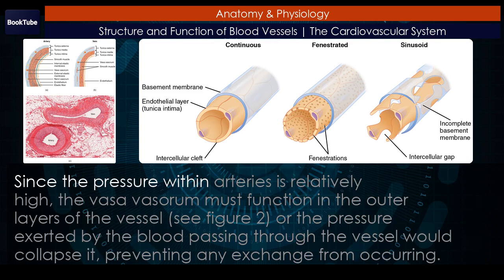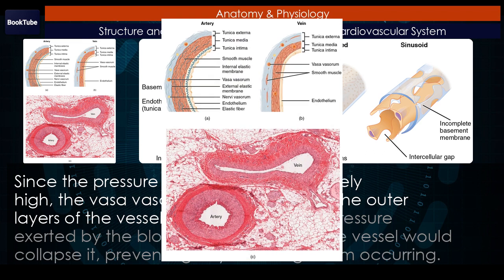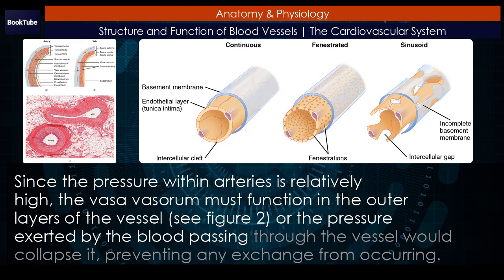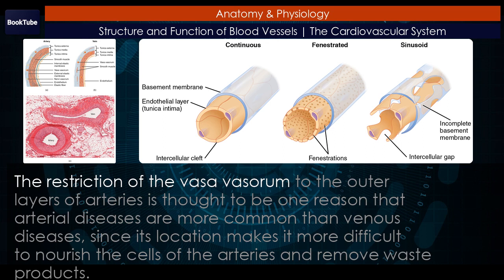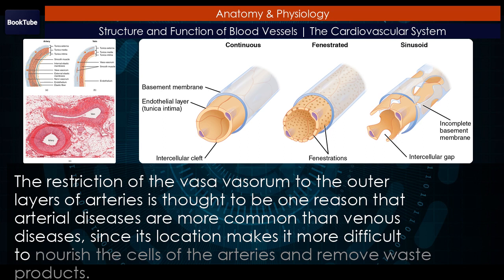Since the pressure within arteries is relatively high, the vasa vasorum must function in the outer layers of the vessel. See Figure 2. Or the pressure exerted by the blood passing through the vessel would collapse it, preventing any exchange from occurring. The lower pressure within veins allows the vasa vasorum to be located closer to the lumen. The restriction of the vasa vasorum to the outer layers of arteries is thought to be one reason that arterial diseases are more common than venous diseases, since its location makes it more difficult to nourish the cells of the arteries and remove waste products.